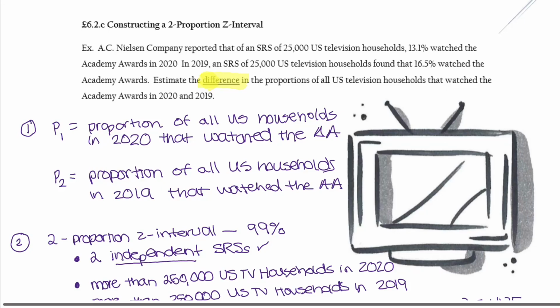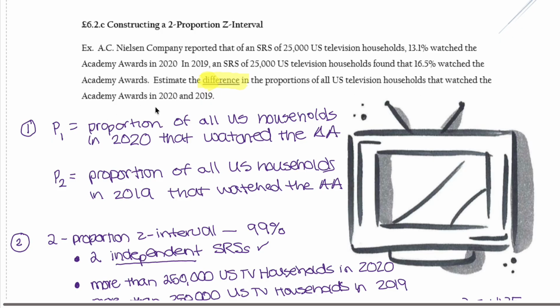Welcome to this video, in which I'm going to construct a 2 proportion z interval by using a real-life application problem. In this scenario, we're given that a company reported that of a simple random sample of 25,000 US television households, 13.1% watched the Academy Awards in 2020. In 2019, a simple random sample of 25,000 US television households found that 16.5% watched the Academy Awards. Estimate the difference in the proportions of all US television households that watched the Academy Awards in 2020 and 2019.